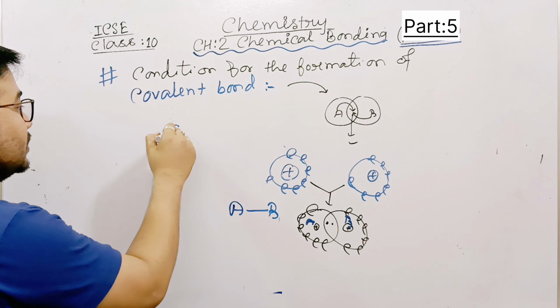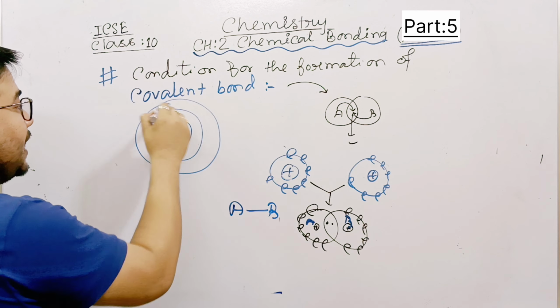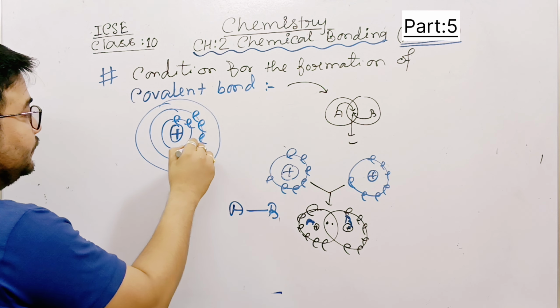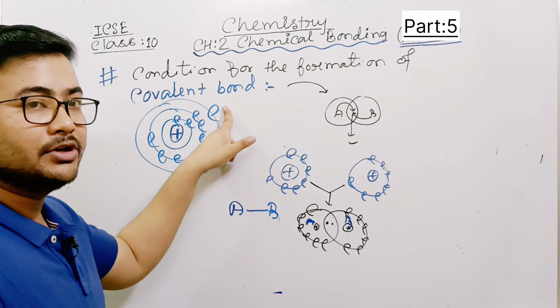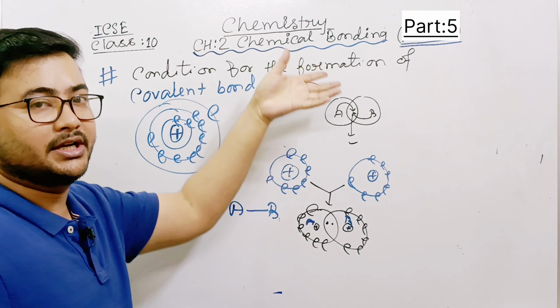So from the previous concept you already understand, if the outermost shell has 3, 4, 5, 6, 7, or 8 electrons, and if the outermost shell has 1 electron, it will just donate.